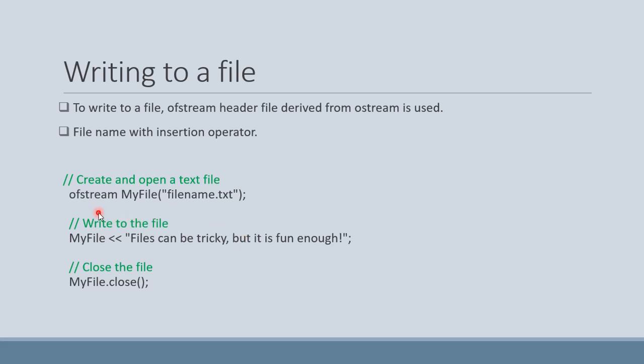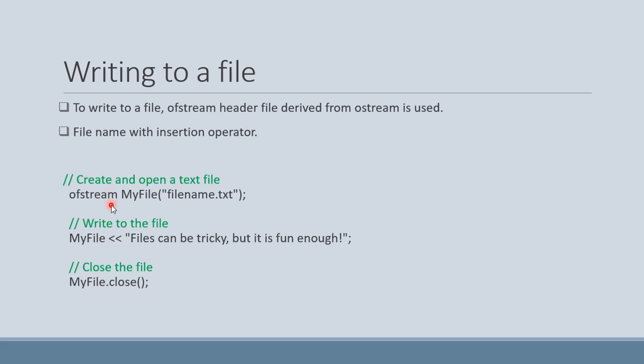For writing into a file, we use an insertion operator. This is our insertion operator, hope you remember, which we use with the cout. Writing into a file is very much like a print or cout operation. So we use this insertion operator to write something into a file.